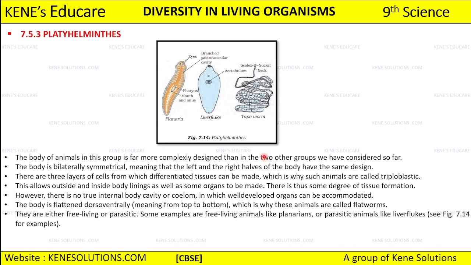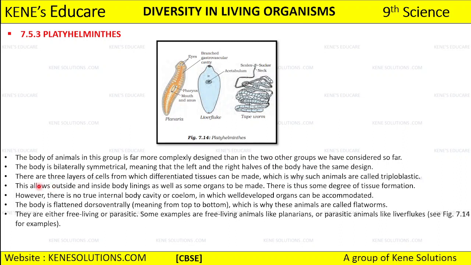So now we have seen Porifera and Cnidaria, right? When we compare with both the phyla, you will see that their body design is much more complex than those designs. The body is bilaterally symmetrical, meaning that the left and the right half of the body have the same design. The animals that come under Platyhelminthes have bilateral symmetry. Bilaterally symmetrical means, if I cut the animal in the center, the right side of the body as well as the left side of the body have the same design.